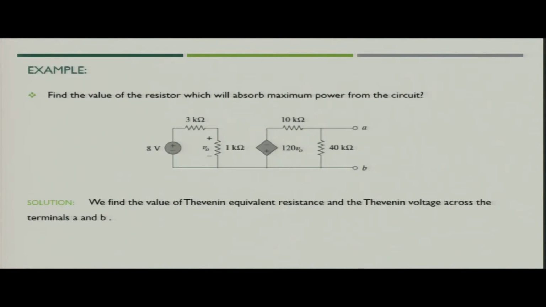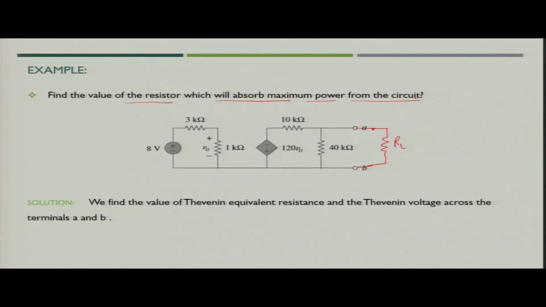So, now let us come to another example where you will see there is one dependent voltage source available. Now, we have to find the value of the resistor. Suppose there is a load, say RL, connected across the terminals AB. So, you can say like this. Now, we need to find the value of RL which will absorb maximum power from the circuit, that is the circuit which was given in the question.